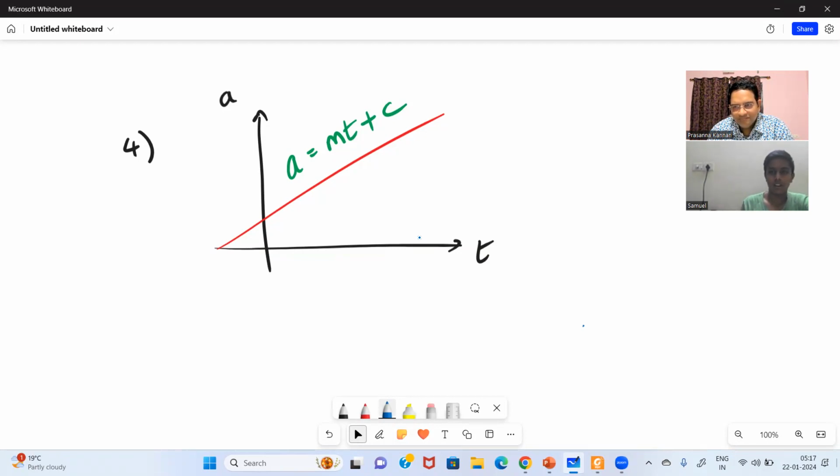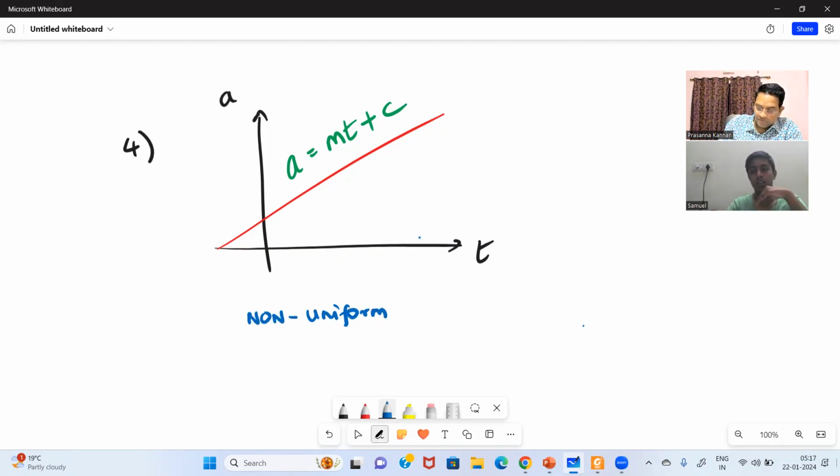Non-uniform motion. Non-uniform motion is okay. In non-uniform what? Be specific. Non-uniform accelerated motion. Yes. So it is non-uniform accelerated motion. Why do you say so? Because your acceleration is not constant, it changes with time. Very good. That's all.